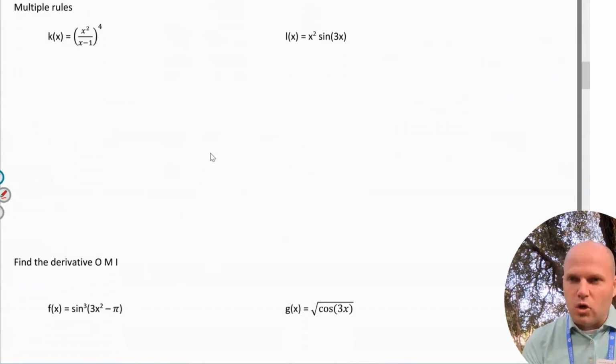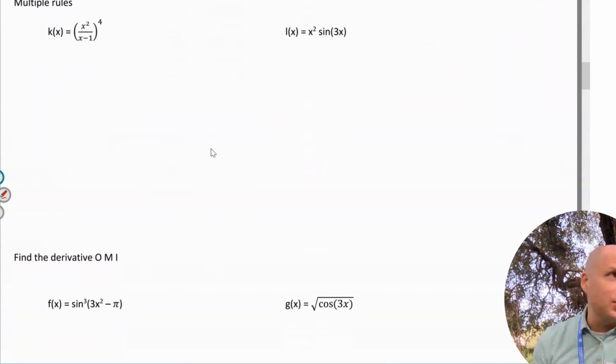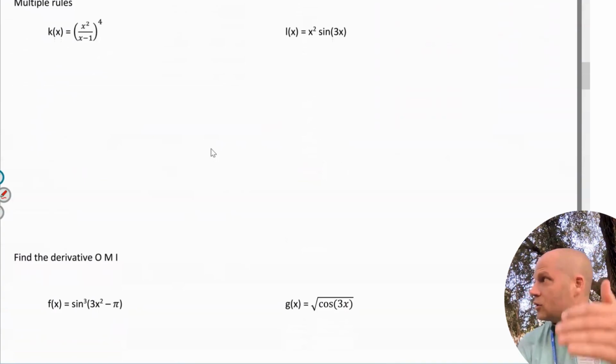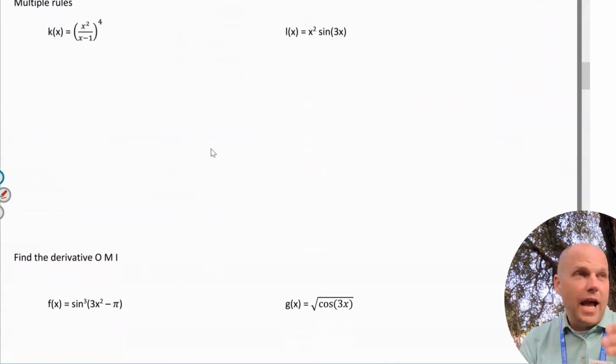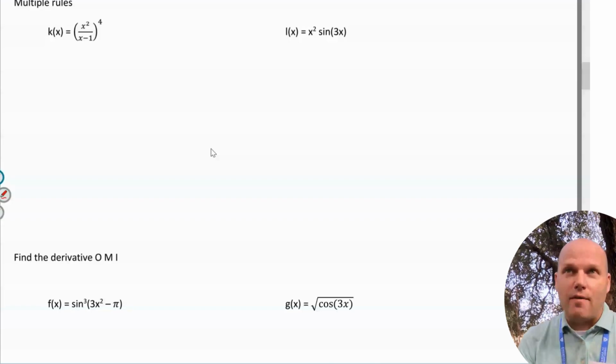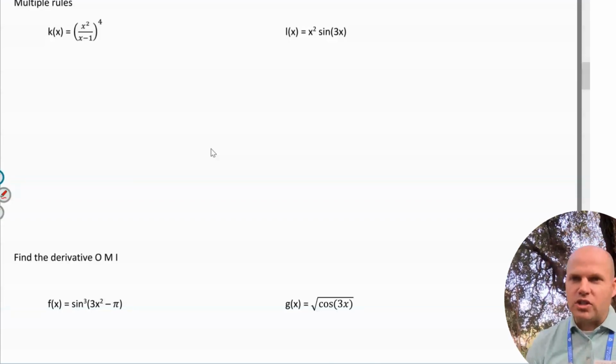Multiple rules? What do you mean multiple rules? Well, sometimes we have to use the product rule, and sometimes we have to use the product rule and the quotient rule. And as part of the product rule or the quotient rule, one of the pieces' derivatives involves a chain. This is tricky. Sometimes we will do the chain rule, but inside the chain, you have a product or a quotient. This is an example.